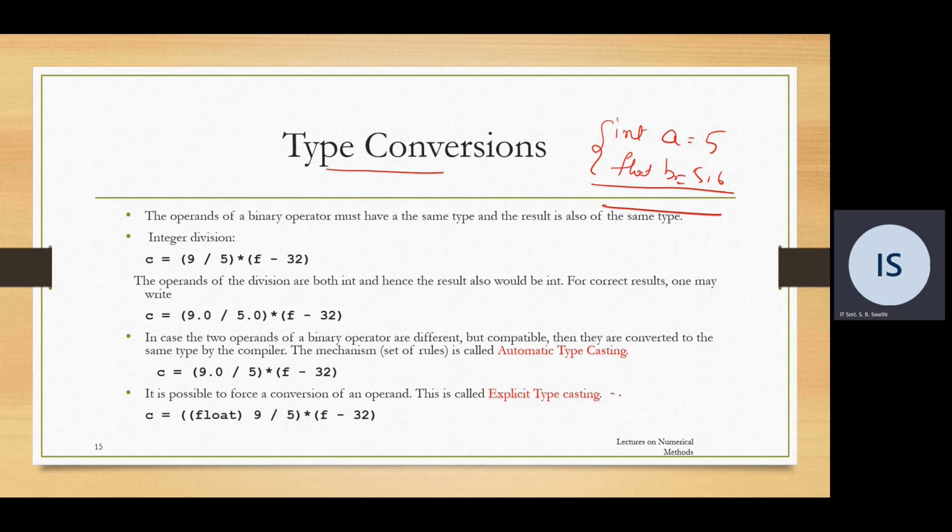One is explicit typecasting, done by the user or programmer. Another is automatic typecasting or implicit typecasting, which will be done by the processor. We need not bother about this. In implicit type conversion, lower data type values will be converted to higher data types. In explicit type conversion, higher data types will be converted to lower data types.